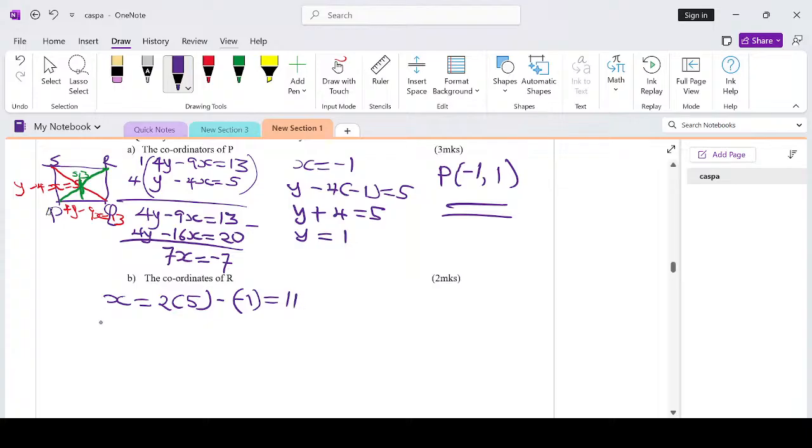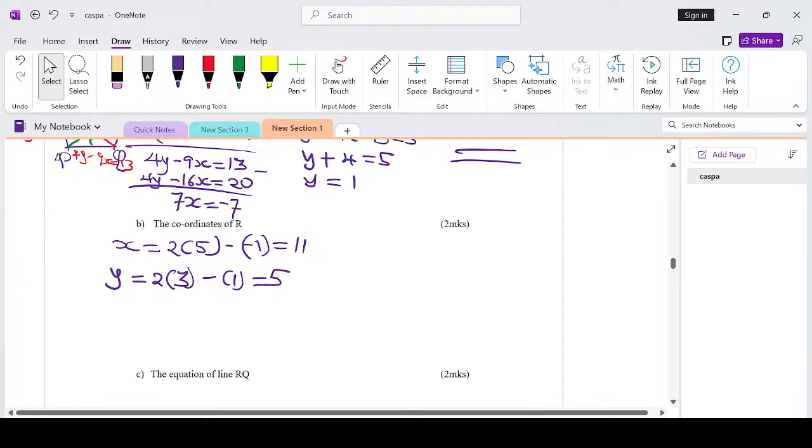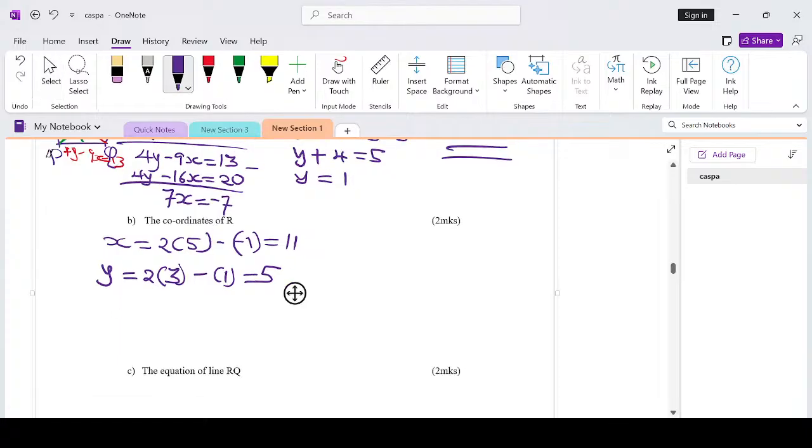Let's also work out the y coordinate. I multiply 2 by the y coordinate of the intersection point, that is 3. Then I subtract the y coordinate of P, that is 1. So that is 6 minus 1, that is 5. And that gives me the coordinates of point R. How do you write out the coordinates?